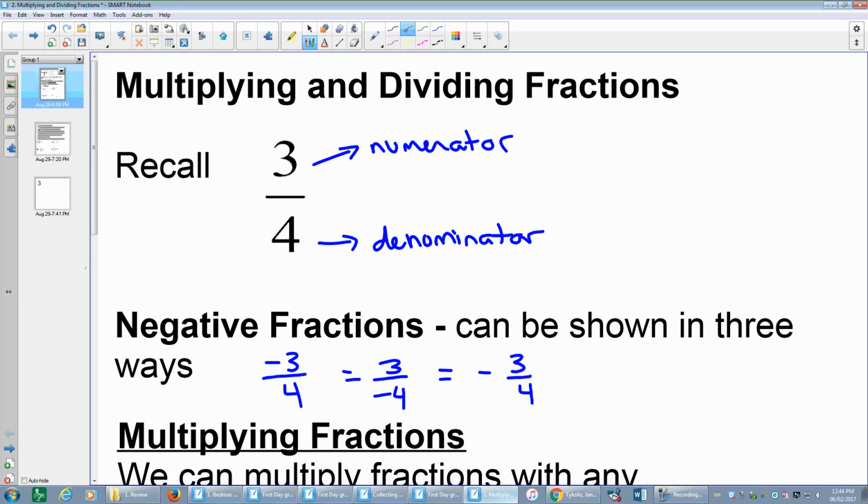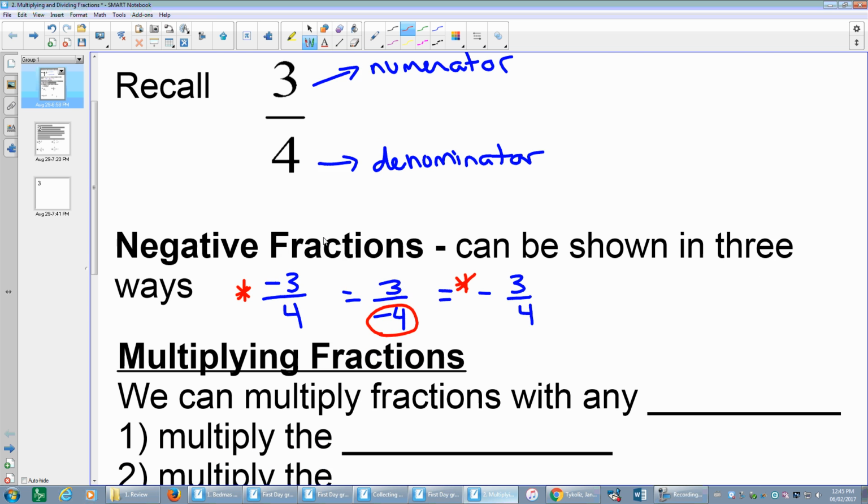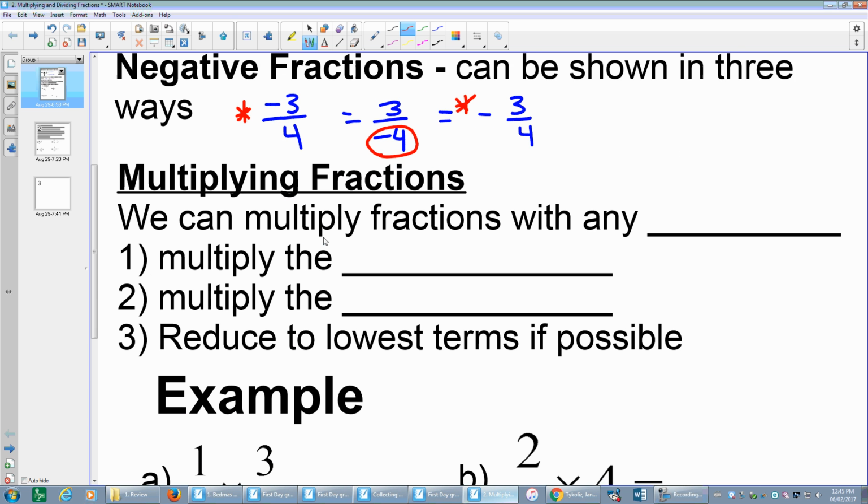Now, just with good mathematical form, this negative symbol down here at the bottom, we usually don't write a negative symbol in the denominator. We'll move that to the top. So when you're giving your final answers, you always want to move the negative to the numerator, or you'll have an answer like this with the negative out front. But all three things mean the exact same thing. Okay, so that's just dealing with negative fractions. So again, we have numerators, denominators, and then the negative fraction in three ways. So we're going to be filling in the blanks here.